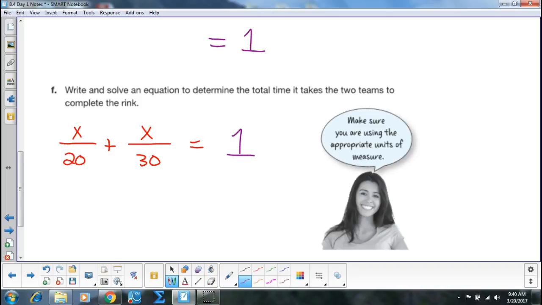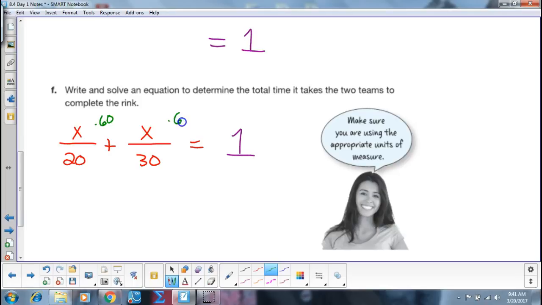And then what am I going to do with the least common denominator? Multiply all 3 parts with it. Okay. So what's the smallest number that 20, 30, and 1 go into? 60. Okay. So I'm going to multiply this fraction by 60, this one by 60, and this one by 60.